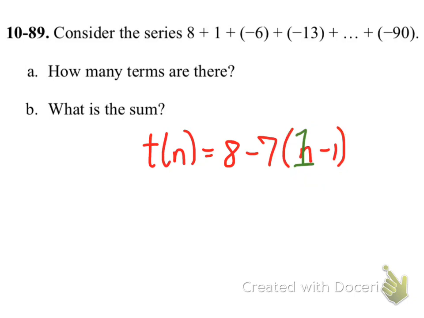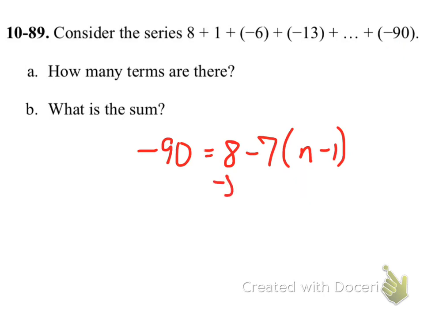So when I have this, what I need to do now to find the number of terms is look at my last term. I have -90 as my last term. So what I do for this problem is I set -90 equal to my t of n equation, and I now solve for n. And when I solve for n, it'll give me my term number that gives -90 as the answer, which means that's my last term and my number of terms.